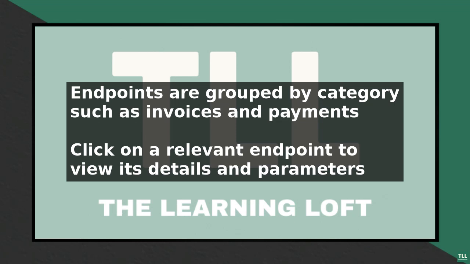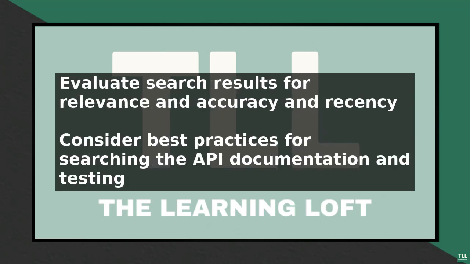When evaluating search results, consider the relevance, accuracy, and recency of the information. The Bill.com API documentation is regularly updated to reflect changes and improvements. So always check the version number and release notes to ensure you are working with the latest information.